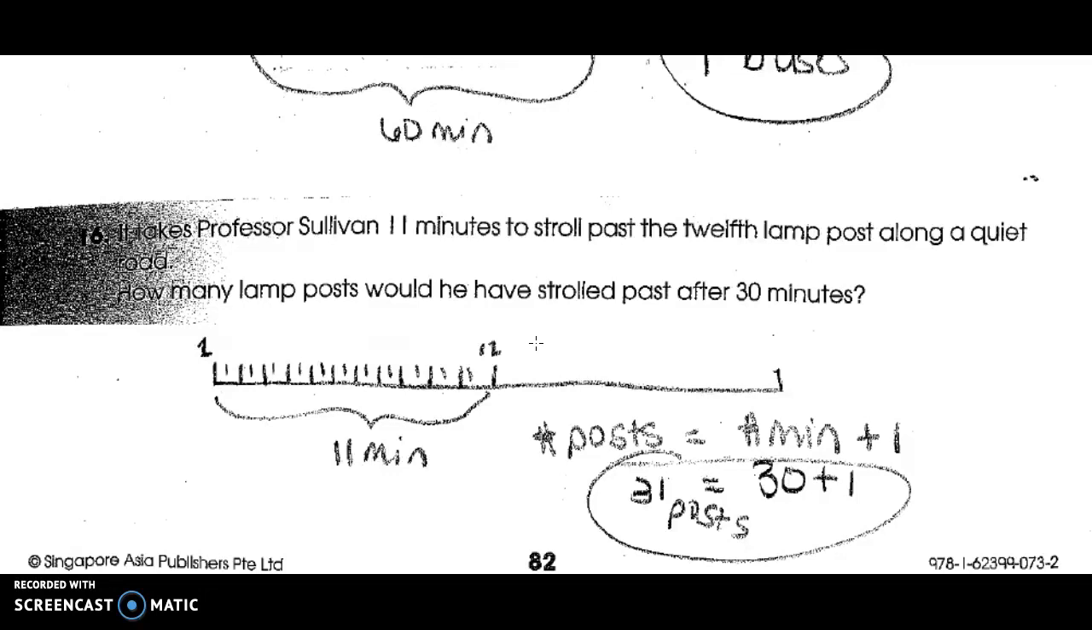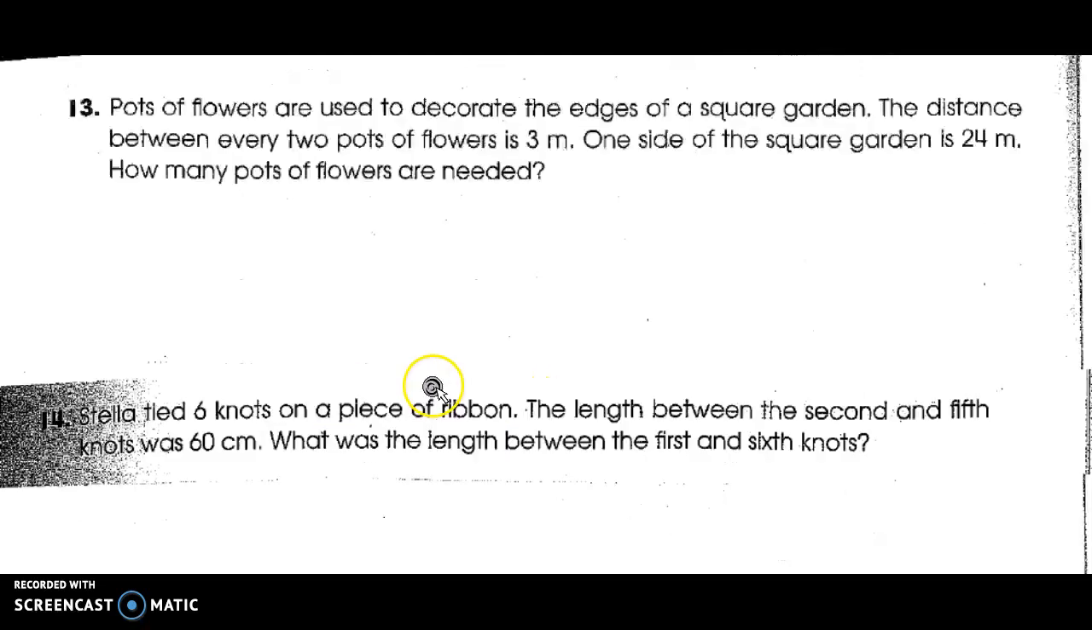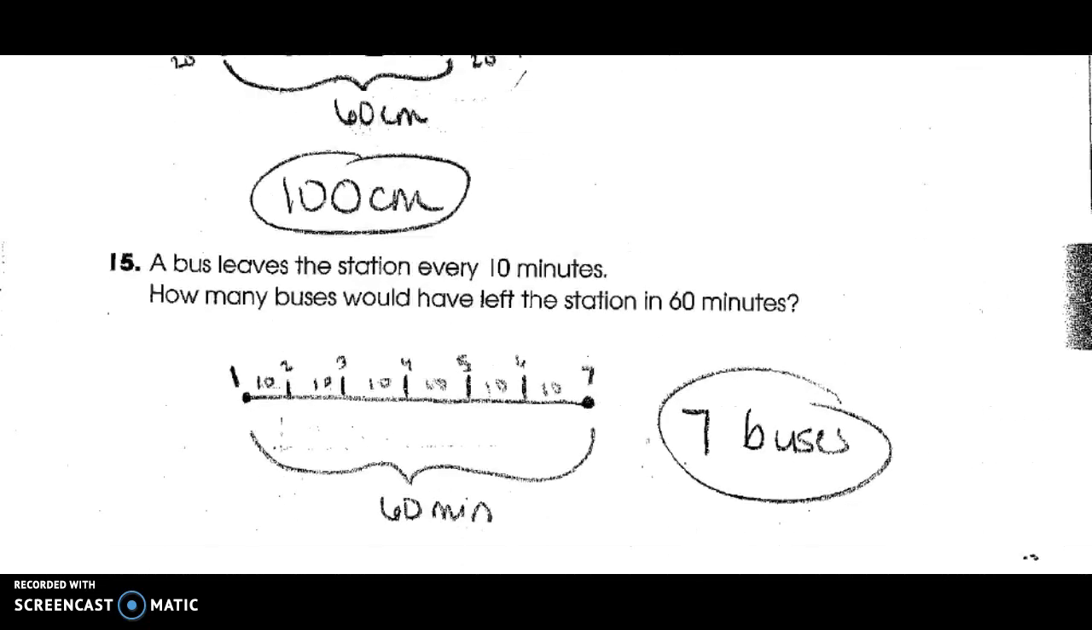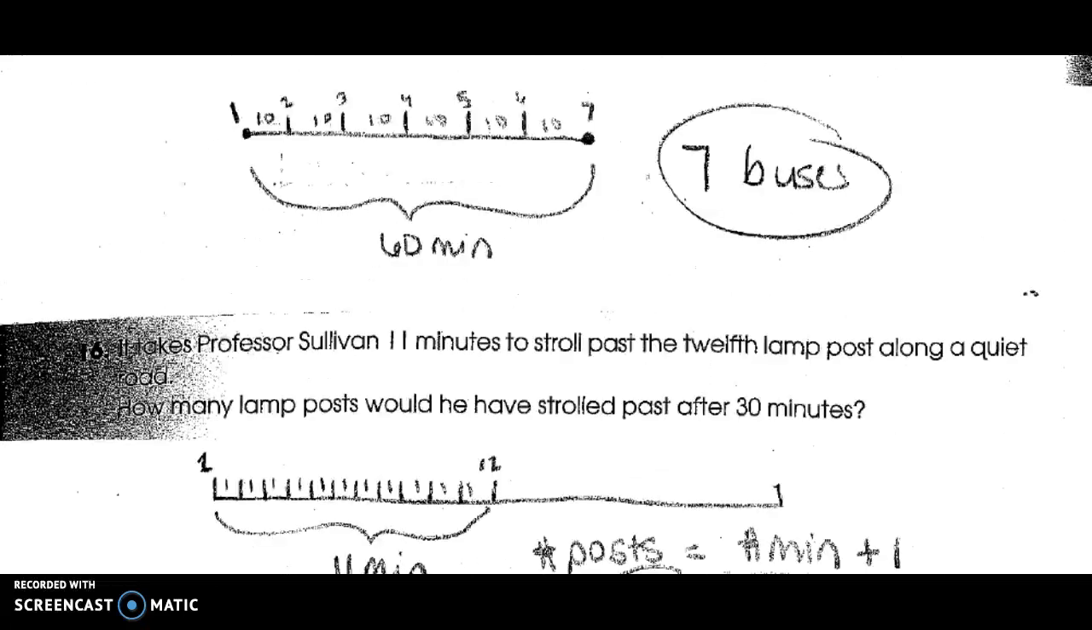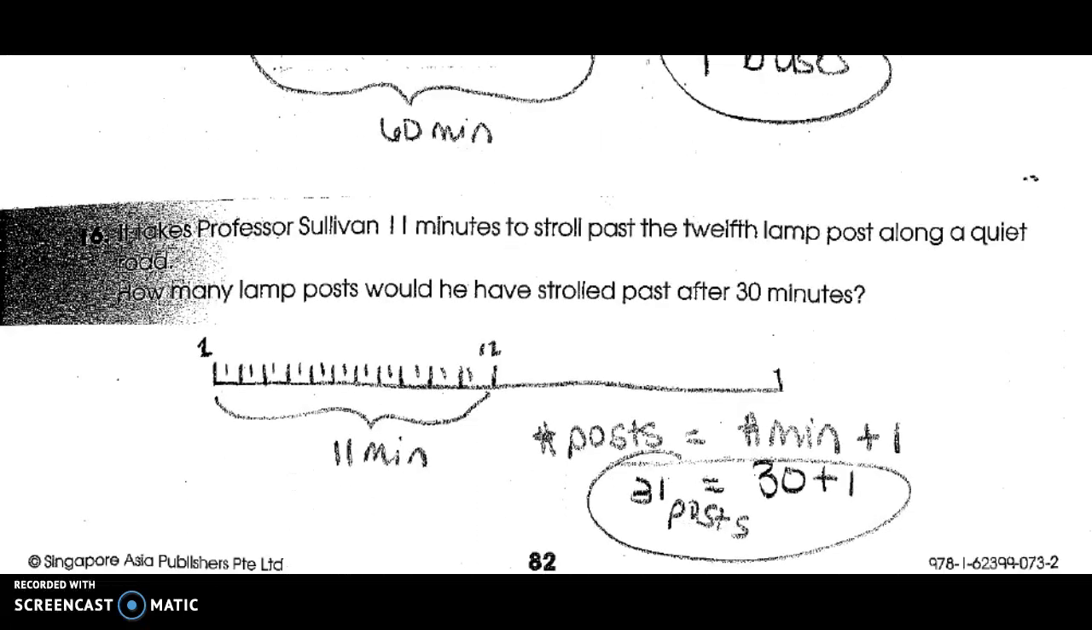So if he's going to travel for 30 minutes, then I know he's going to pass by 31 lampposts because there are 11 intervals for 12 lampposts. I'm sorry, I'm having technical difficulties. There's 11 intervals for 12 lampposts, and so there would be 31 posts for 30 minutes, 30 intervals for 31 posts. I hope this all makes sense.